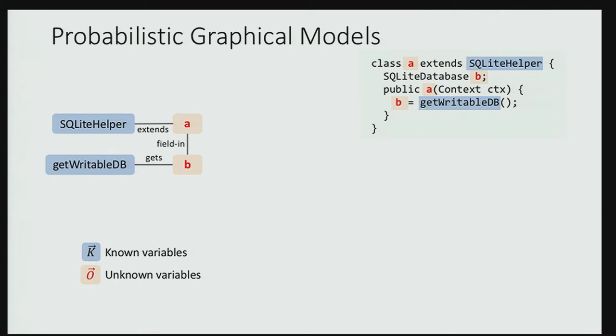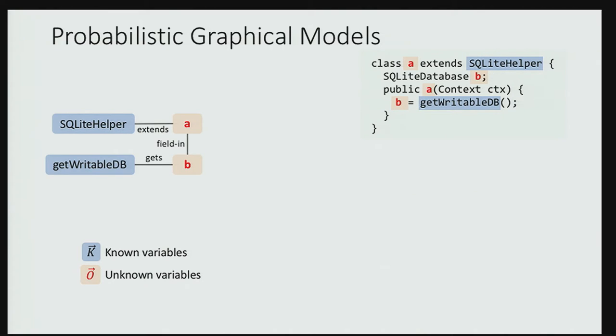In these graphical models, as the name suggests, you have a graph that is defined over random variables. In this model, the variables are partitioned into two kinds. We have known variables, which are variables for which we know the correct names. And we also have unknown variables, which are the ones for which we want to predict the names. Then these variables are connected with different kinds of relationships to capture how they are related.